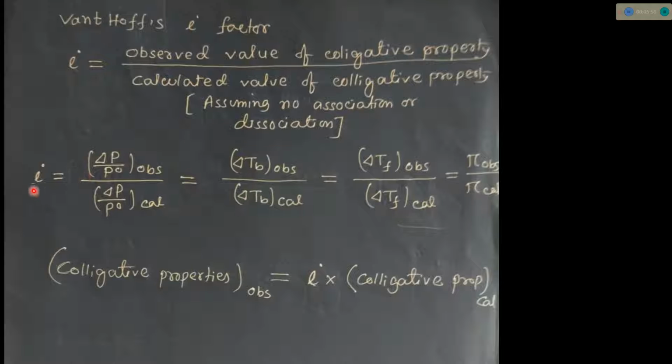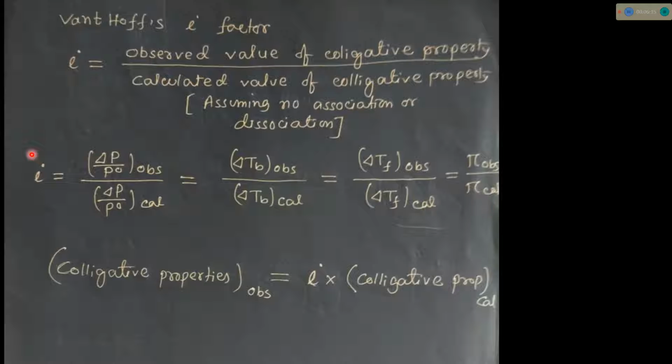So now we can write i equal to ΔP by P0 observed upon calculated. This term is known as the relative lowering of vapor pressure. ΔTb is known as the elevation of boiling point, ΔTf the depression of freezing point, and π the osmotic pressure. So the whole term observed means observed value upon calculated value, such as ΔTb observed upon ΔTb calculated.